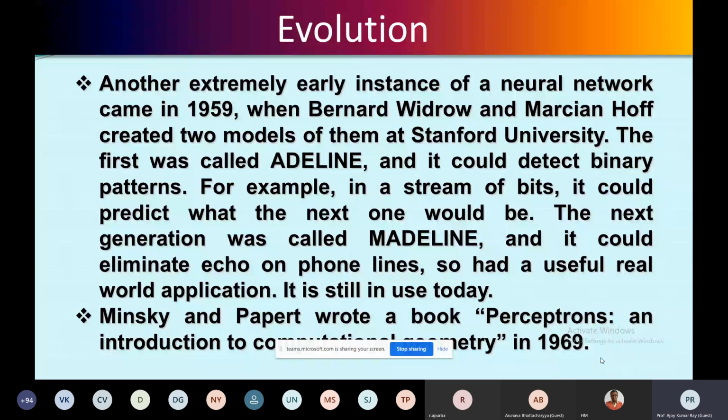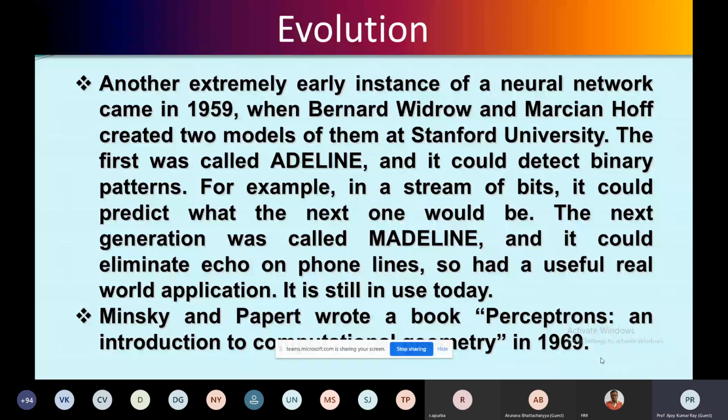But in real life, most patterns appear in such a way that you will not be able to find a straight line which will demarcate between the two pattern classes. These are known as non-linearly classifiable patterns. So through this book, Minsky and Papert made everybody realize that the perceptron was very preliminary work.